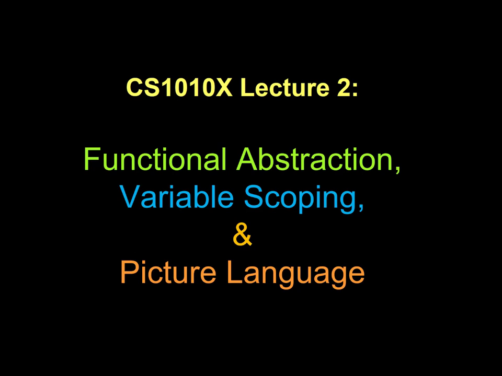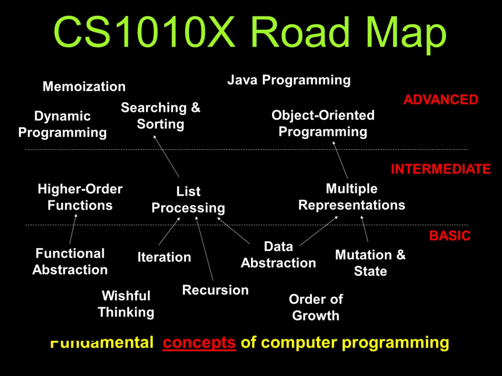CS1010X Lecture 2: Functional Abstraction, Variable Scoping, and Picture Language. This is the rule map again. Functional abstraction here is on the basic part that we are going through.